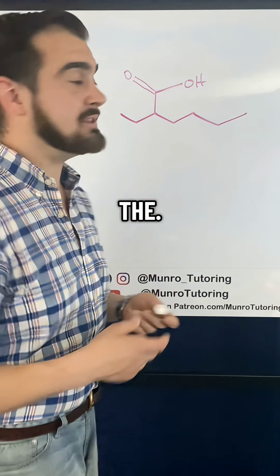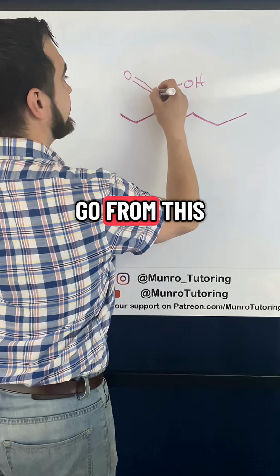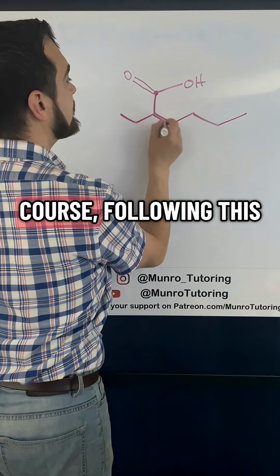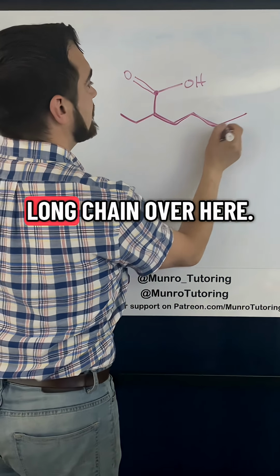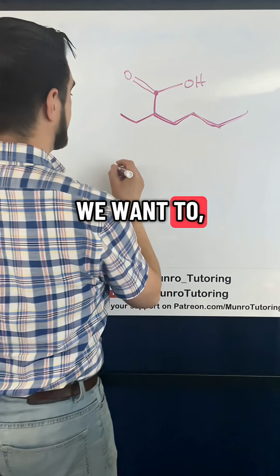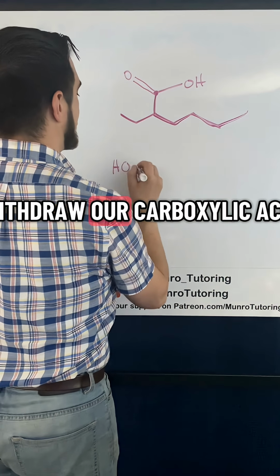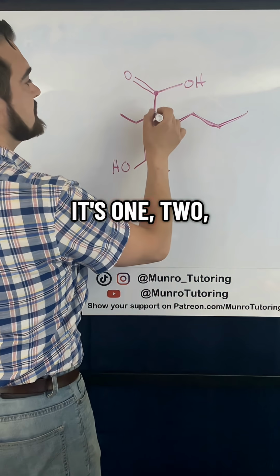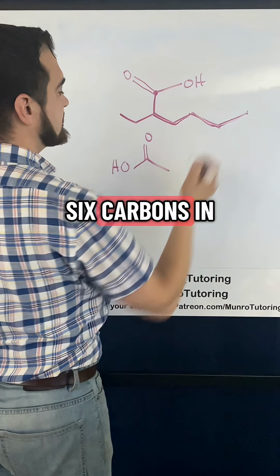But like I said, we have to have the longest chain that contains that functional group. And so really the main chain is going to go from this carbon with the functional group down, and then of course following this long chain over here. And so we can actually redraw this compound if we want to, and we can redraw our carboxylic acid, and then we can see that it's 1, 2, 3, 4, 5, 6 carbons in the main chain.